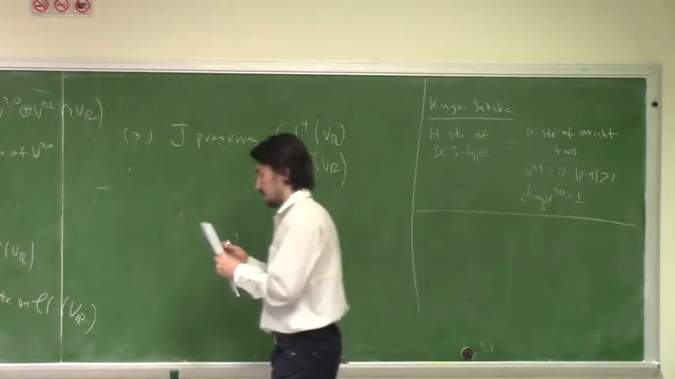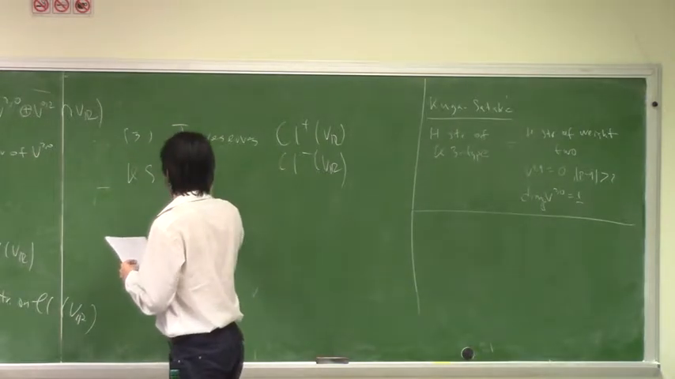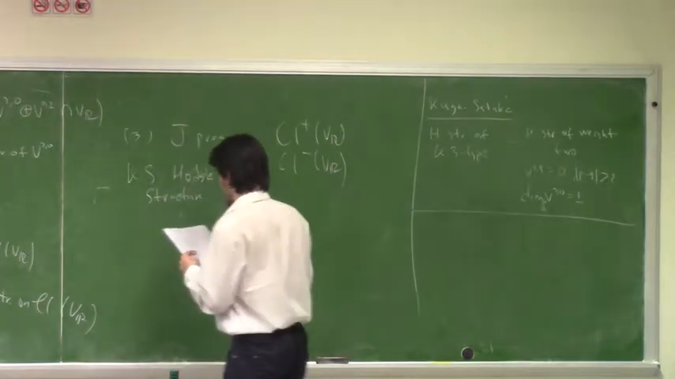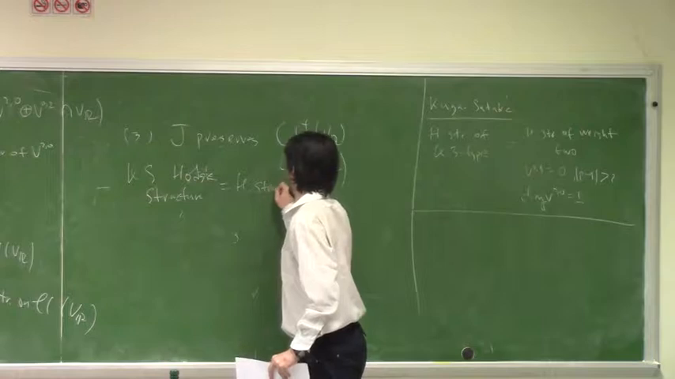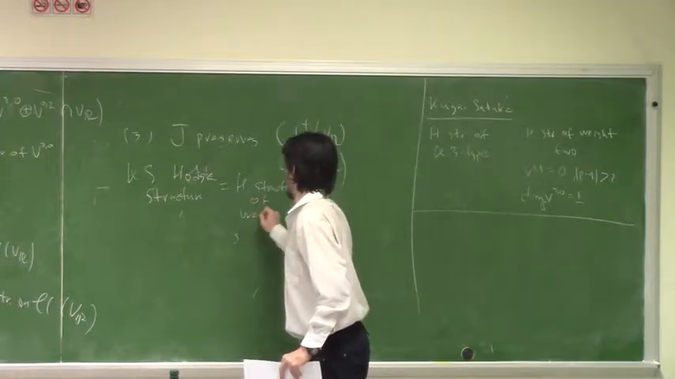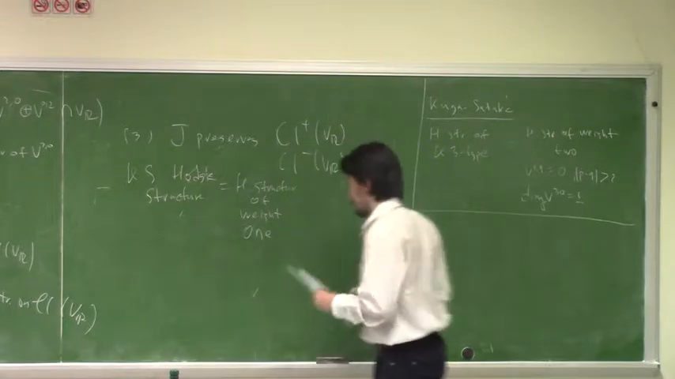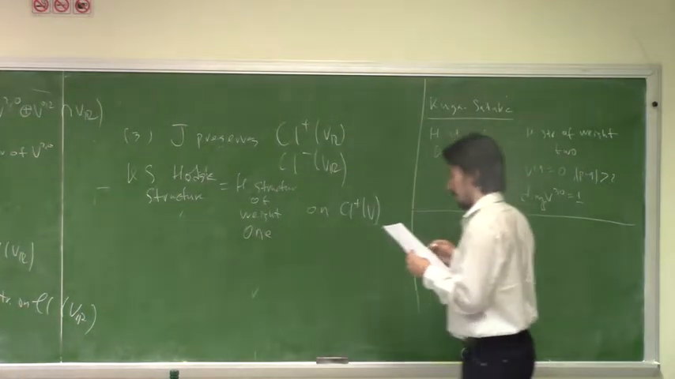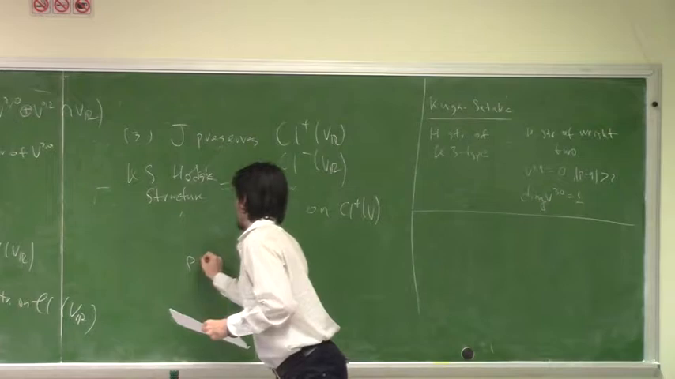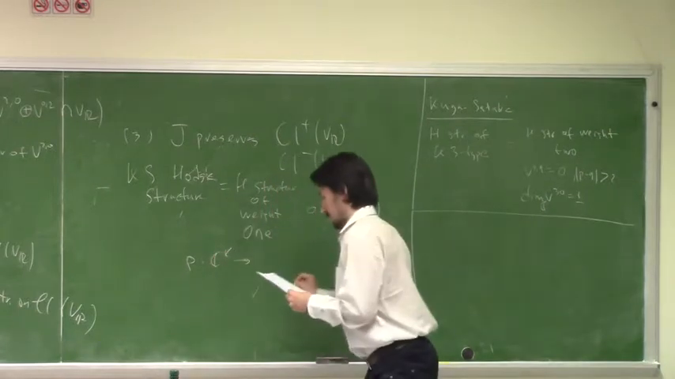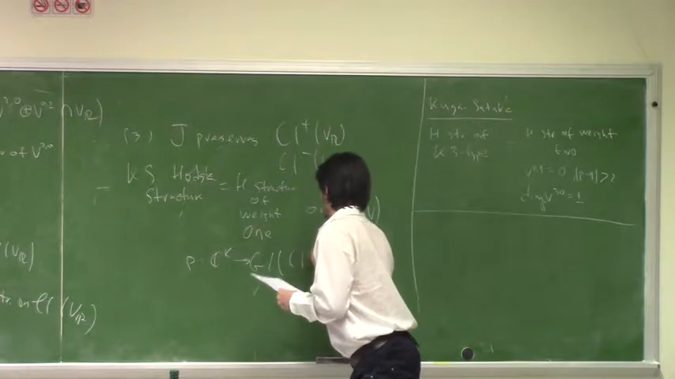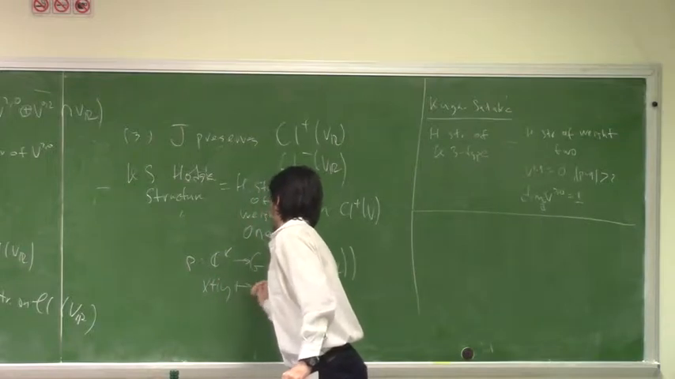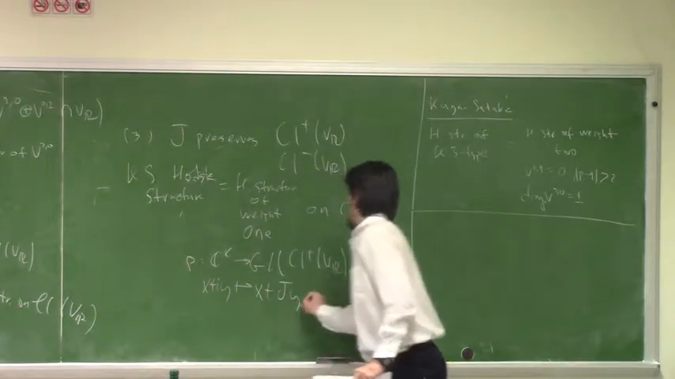Okay, then we have a Hodge structure of weight one on the Griffiths plus of D, given by a representation from C star to the automorphisms of the Griffiths plus, and X plus iY goes to X plus JY.